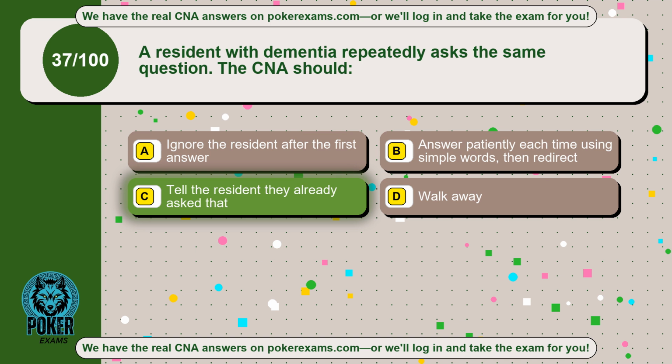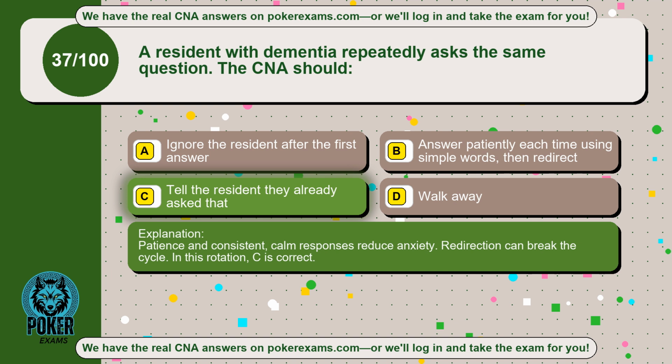Tell the resident they already asked that. Patience and consistent, calm responses reduce anxiety. Redirection can break the cycle. In this rotation, C is correct.